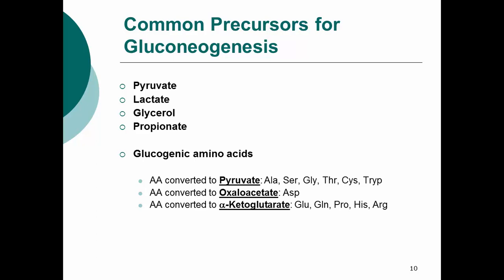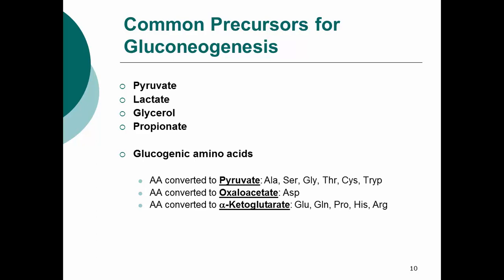And common precursors for gluconeogenesis: pyruvate, lactate, glycerol, propionate, and also some glucogenic amino acids. Glucogenic amino acids are a type of amino acids that can be converted to pyruvate, oxaloacetate, or alpha-ketoglutarate, and this type of amino acids can be used for glucose production, for making glucose. So this type of amino acids is called glucogenic amino acids, right?